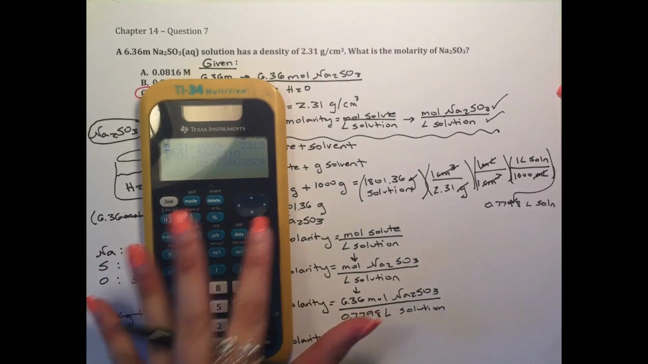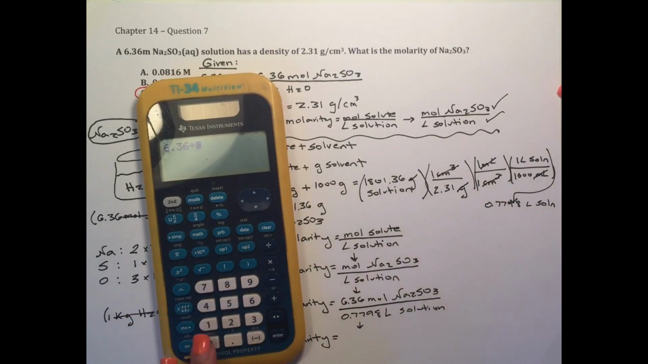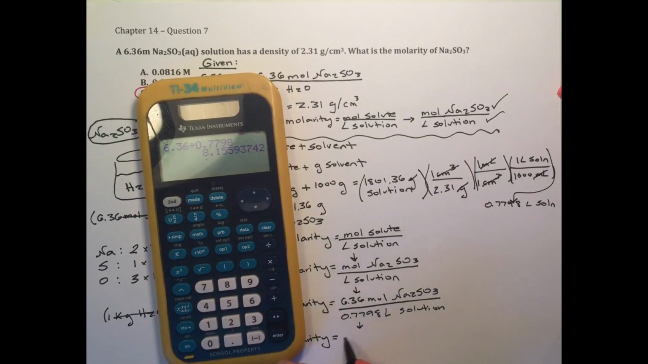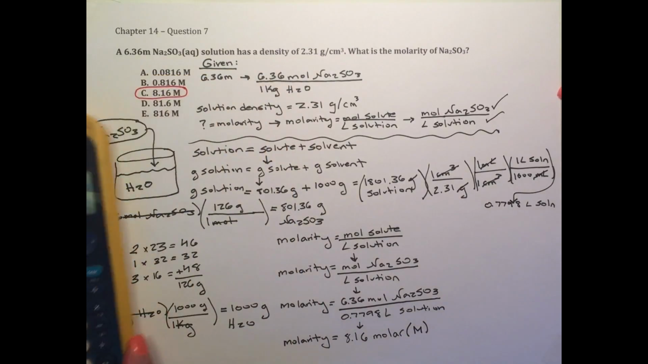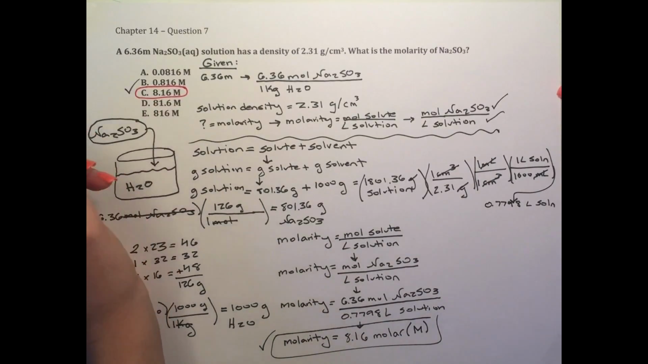So finally, solving for molarity, we find that we have 8.16 molar. You may also see a capital M. These mean the same thing. These are the units for molarity. So here we have our answer. It matches the answer we were given, and I will see you in the next video.